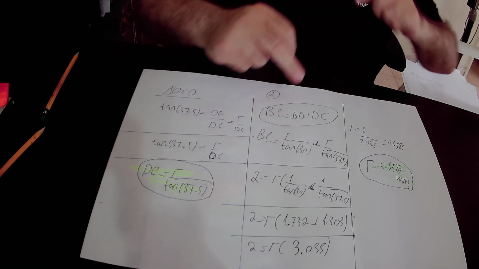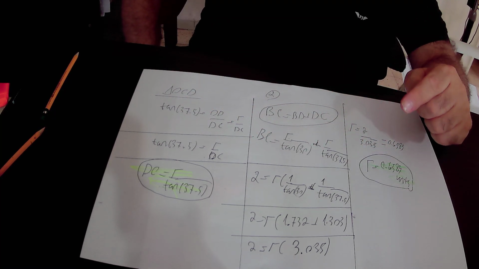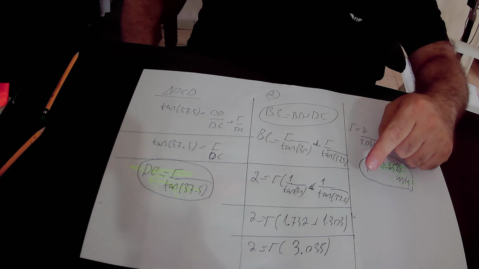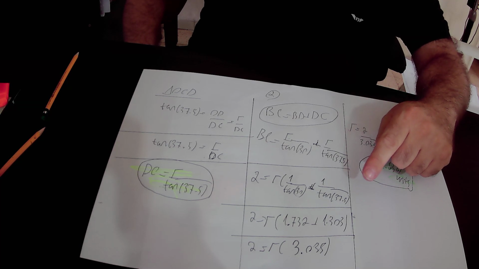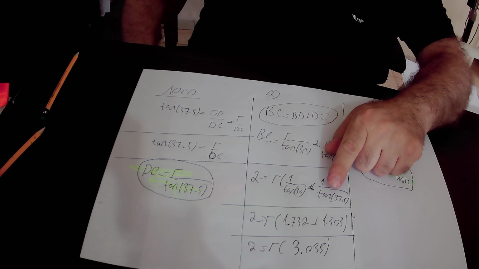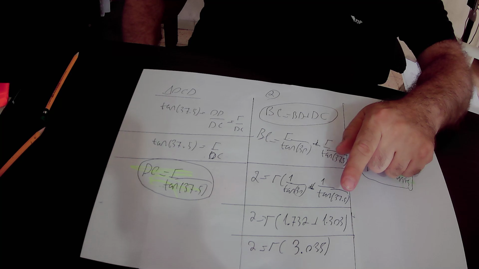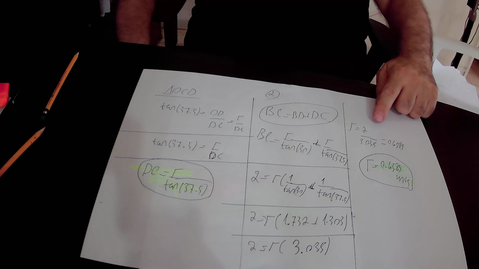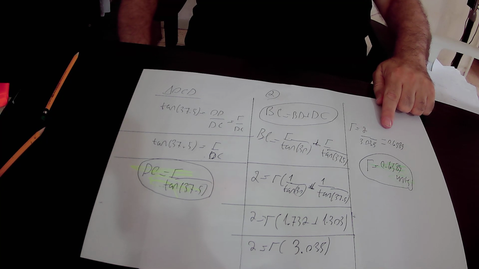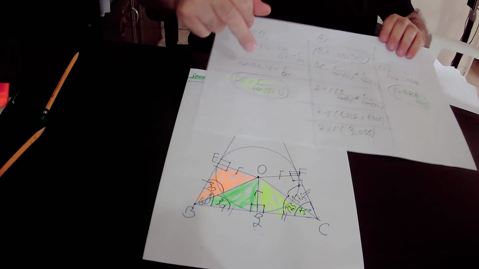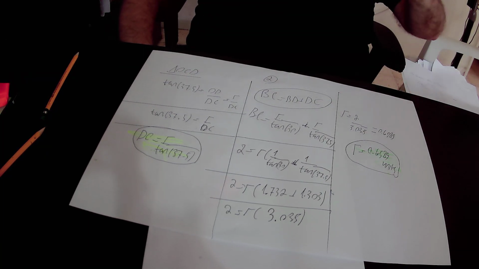So here 1 over tangent 30 degrees equals 1.732. 1 over tangent 37.5 degrees equals 1.303. So 2 equals R times (1.732 plus 1.303), which is 3.035. We divided this equation by 3.035 and found that R equals 2 over 3.035, which is equal to 0.6589 units. So in conclusion, we found that the radius of the circle described by triangle ABC equals 0.658 units.